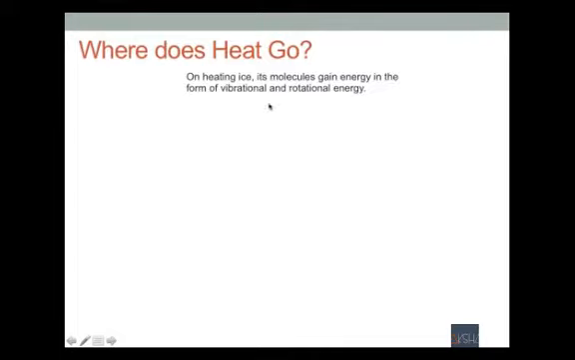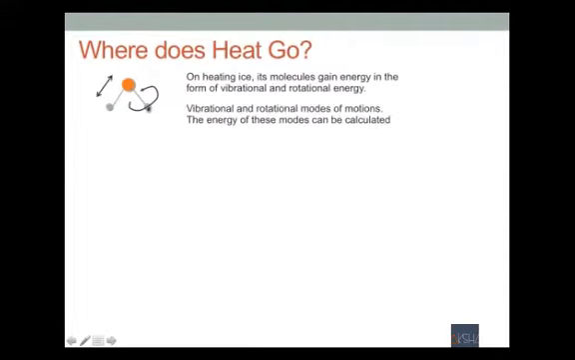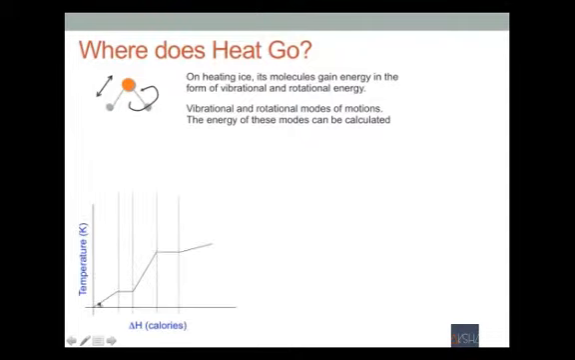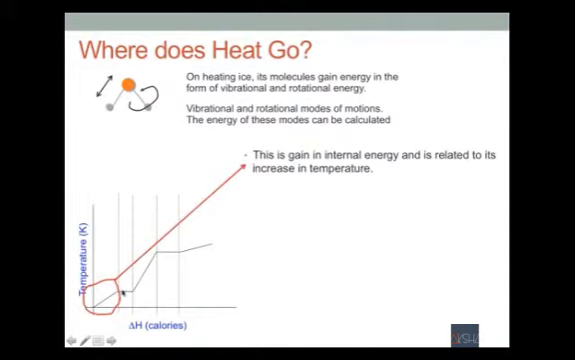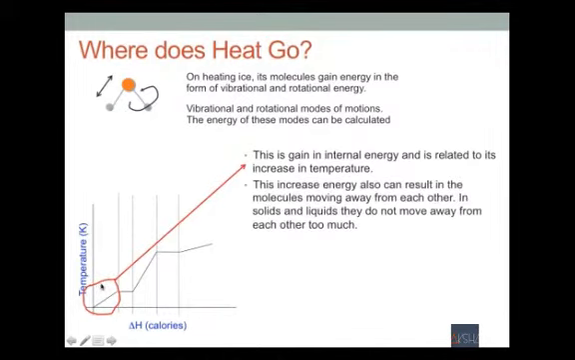On heating ice, its molecules gain energy in the form of vibrational or rotational energy. So that's a molecule, that's the oxygen atom, there are the hydrogen atoms, they are vibrating and rotating. As I begin to give heat, these vibrational and rotational modes get more and more energy. The energy of these modes can be calculated. So right here, as I'm heating it, in the solid state, the energy is increasing here. Now this gain in internal energy is related to increase in temperature, right here.